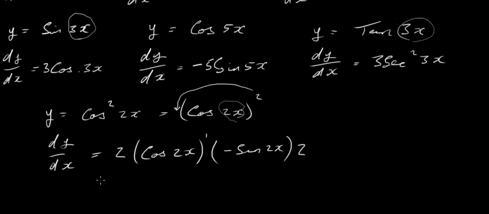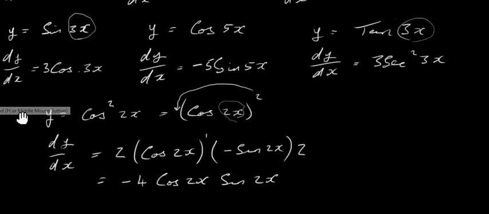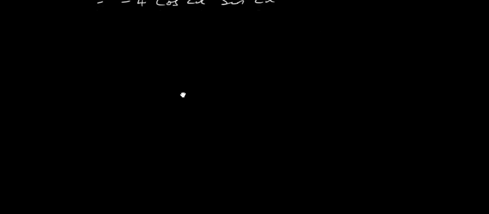So actually what I end up with here is, let's see, 2 2's 4, and I have this minus here, so I'm going to put all that out front, so it's minus 4. And I've got cosine 2x, and then I've got sine 2x. Okay, so that's just applying the chain rule a couple of times.